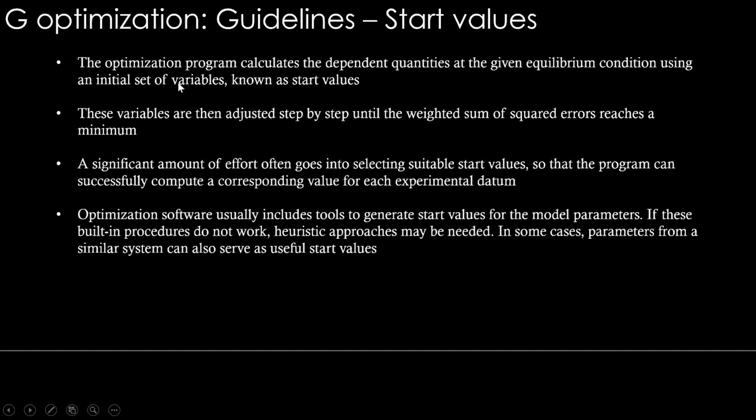Start values, what are they? The optimization program calculates the dependent quantities at the given equilibrium condition using an initial set of variables known as start values. Okay, so what are the start values? If you start the optimization procedure, you have the input data, you have the model parameters, the variables that are there within the model parameters. So these variables should get a number now, fitting to the input data.